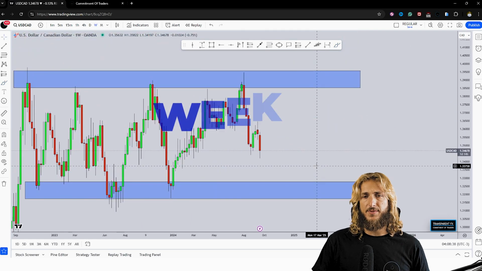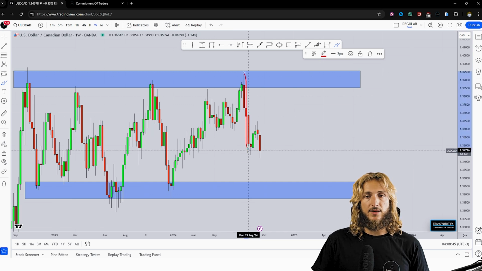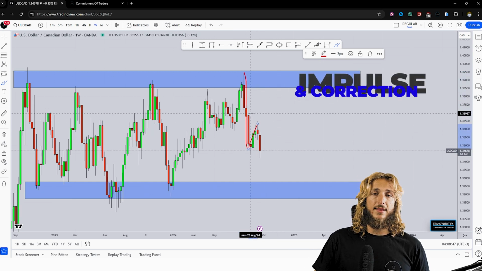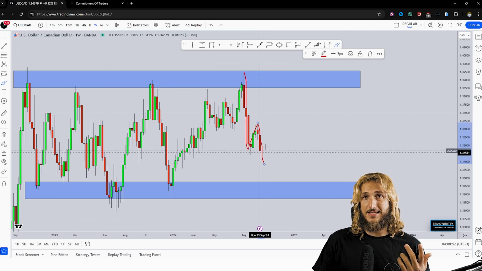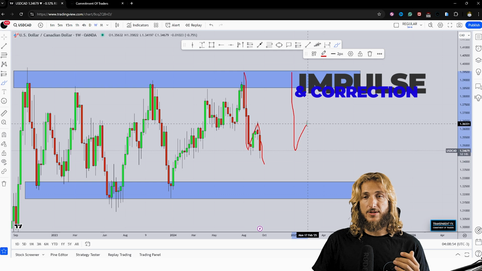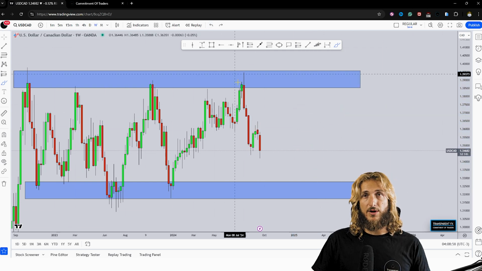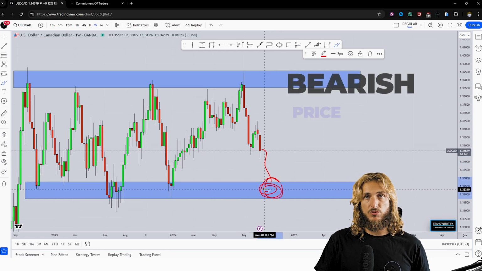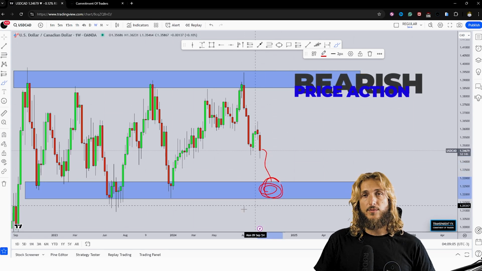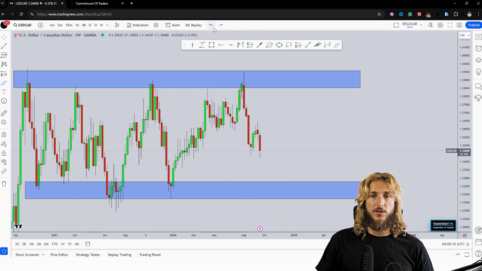Now, from a weekly perspective, the situation is quite clear. We have a market which created a massive impulse to the downside, then followed with a correction. And after the correction, the market is currently following with a continuation to the downside, essentially creating an impulse, correction and impulse pattern to the downside. So from a weekly standpoint, the market does seem quite bearish, and there is a possibility to see a bit more bearish price action being created with the possibility of going and testing the bottom of this monthly range.